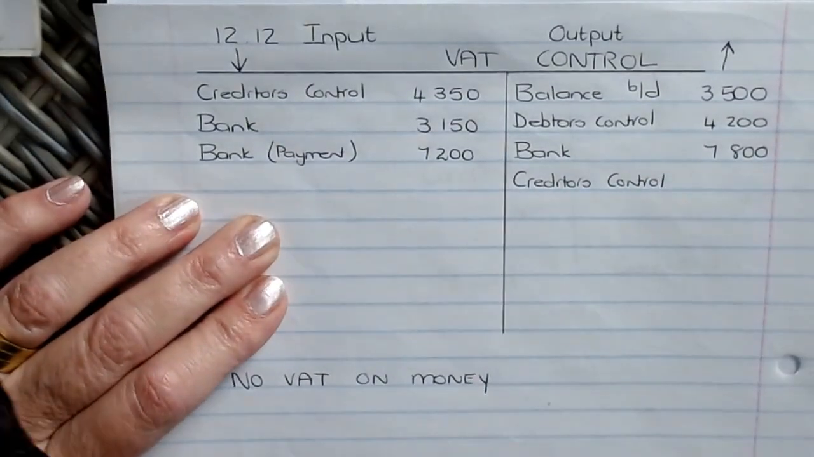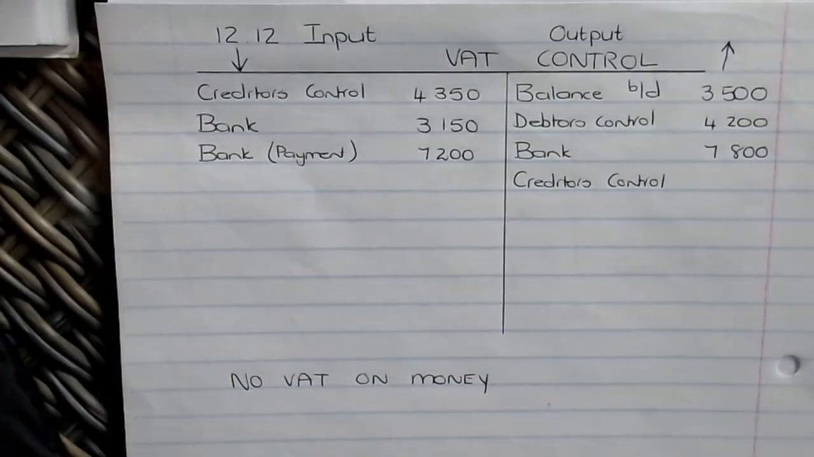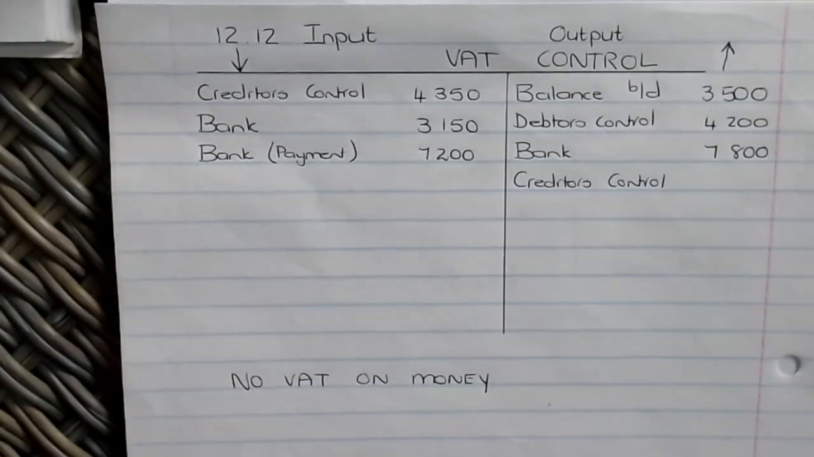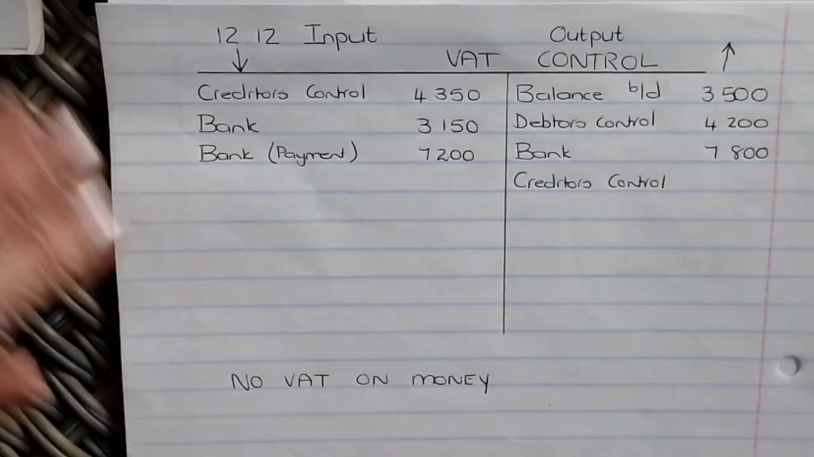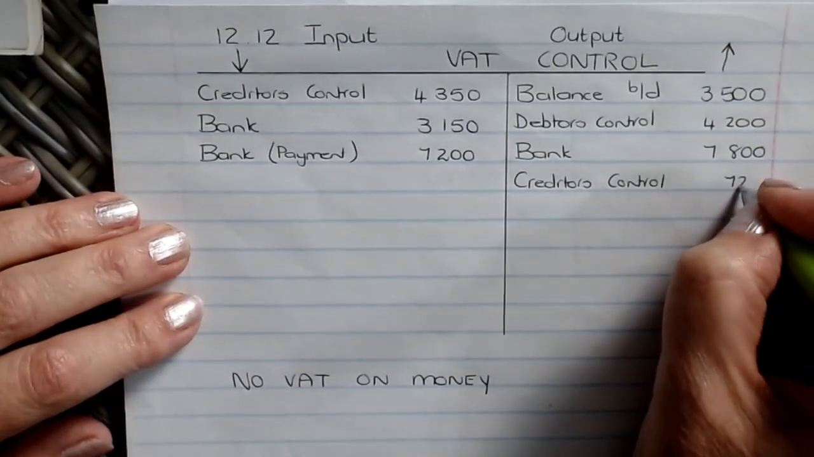Because when we return the stock to the creditors, we can't claim back that VAT on that amount anymore. 4,800 times the 15% is 720.